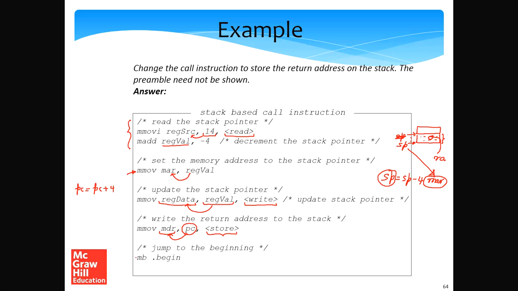Now that we are done, we finish the execution and we jump to the beginning of the preamble by calling the micro instruction mb.begin. This example is representative of a whole host of optimizations and complex instructions that we can add with the microprogramming mechanism. And we can also change the behavior of current instructions.